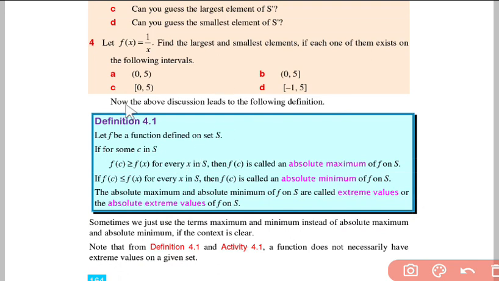Now, the above discussion leads to the following definition. Definition 4.1. Let f be a function that we define on a set S. The function must be defined accurately on that set.